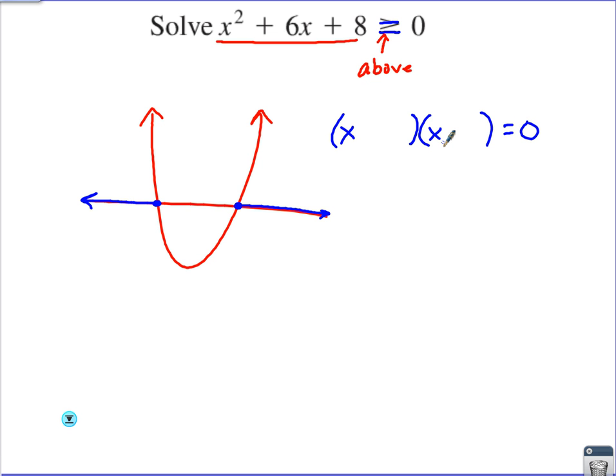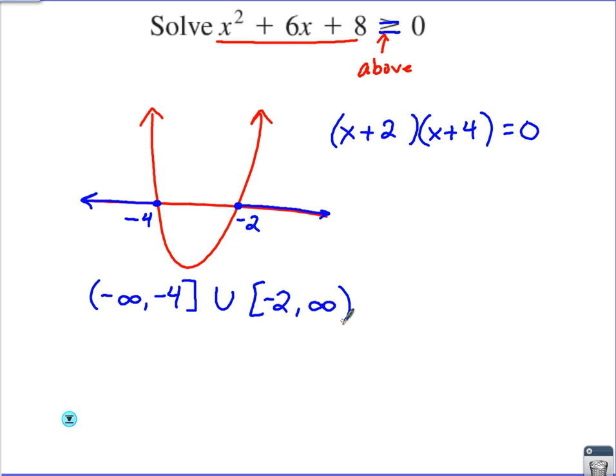X, X. Well, there you go. 2 and 4. Set each of those equal to 0, solve them, you get -2 and -4. So this intersection point is -4, this intersection point is -2. Any questions? So therefore, our final answer, where is our parabola greater than or above 0? Everywhere from negative infinity up to -4, or everywhere from -2 up to infinity.